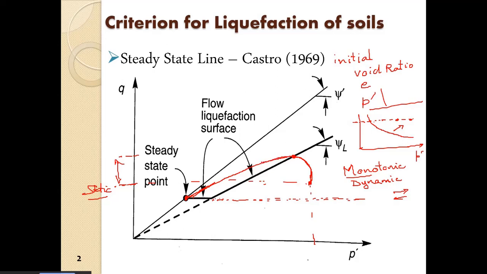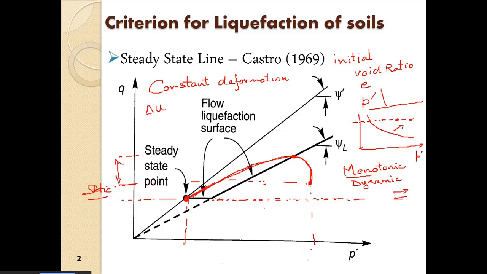So from this point it comes to this point, and now there is a constant rate of deformation. And the thing is that it is stabilized at this point, the steady state point. So q, the deviatoric stress, is stabilized, the effective stress is stabilized, and there is no change in pore water pressure now, so delta u is zero from this point onwards.